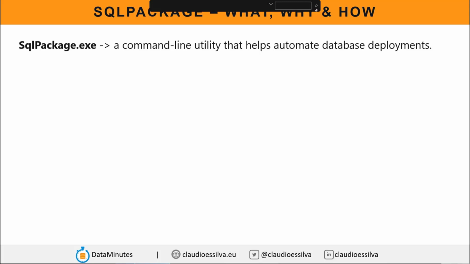And here is where SqlPackage enters. Maybe it's more well known to some people when we are talking about the DACPAC or the BACPAC, which are two of the things that we can generate with SqlPackage. But in the end, SqlPackage is a command line utility that helps us to automate some deployments, some developments for the database. Here, I will just mention two of the actions that can be done with it, but there are more that you can find.